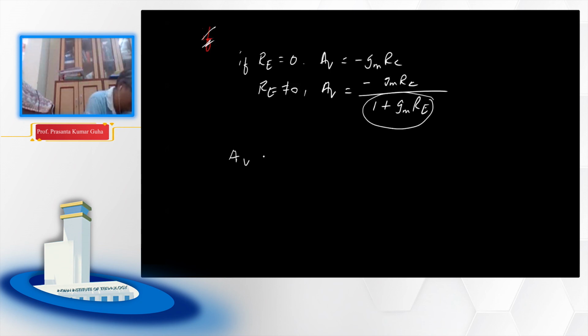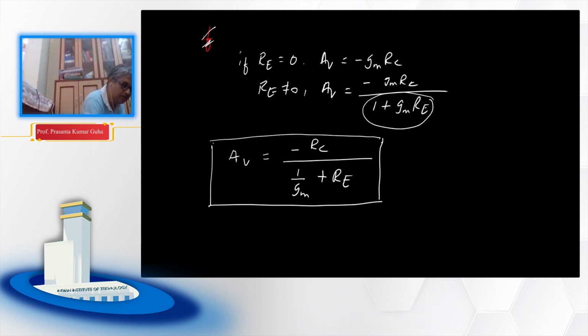We can divide the numerator and denominator by gm. This is a very important relation, which I hope you will be able to remember very easily. The way you remember it is that the gain of this degenerate common emitter stage is equal to the load resistance seen from the collector, RC if we neglect the early voltage, divided by 1 by gm plus the total resistance placed in series with the emitter.